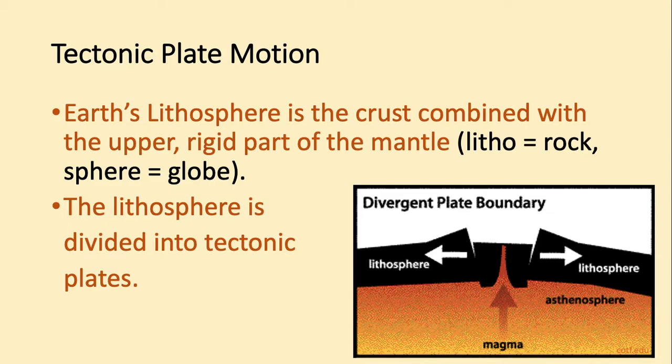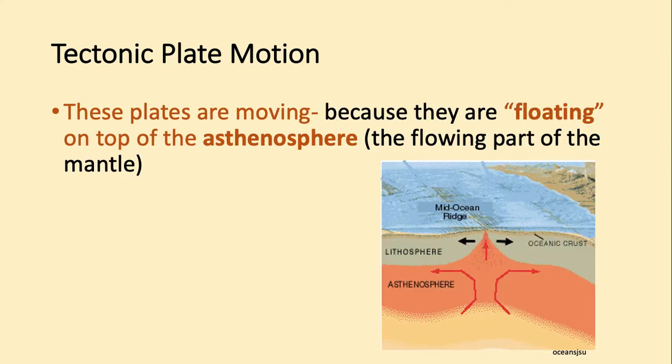Tectonic plate motion. So, as we talked about before, Earth's lithosphere is the crust combined with the upper rigid part of the mantle. Lithosphere can be broken down into the prefix litho, which means rock, and then sphere means globe. The lithosphere is divided into tectonic plates. These plates are moving because they are floating on top of the asthenosphere, which is the flowing part of the mantle.